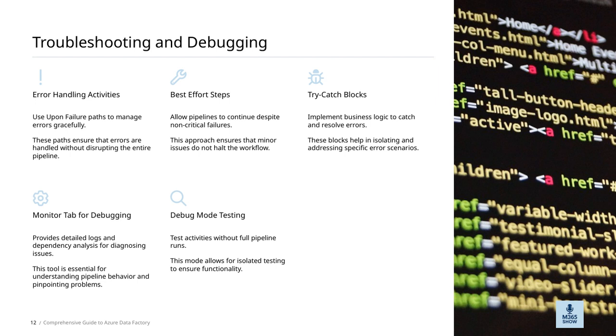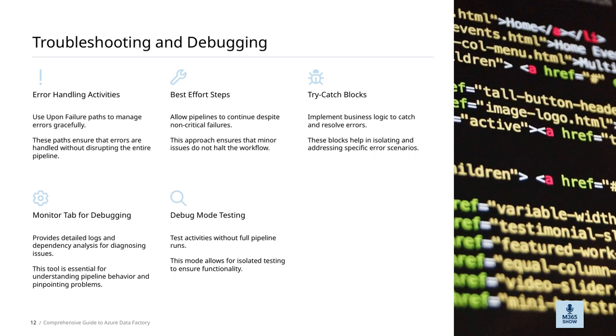Next, when you enable debug mode testing, you gain access to detailed logs and dependency analysis. This information is crucial because it helps you understand exactly how your pipeline is behaving and pinpoints where issues might be occurring. Think of it as having a magnifying glass to examine every step. The Monitor tab is also an important tool for debugging. It provides a centralized view where you can monitor your pipeline's execution, see logs, and identify any problems. It's like having a control tower guiding you through the debugging process.